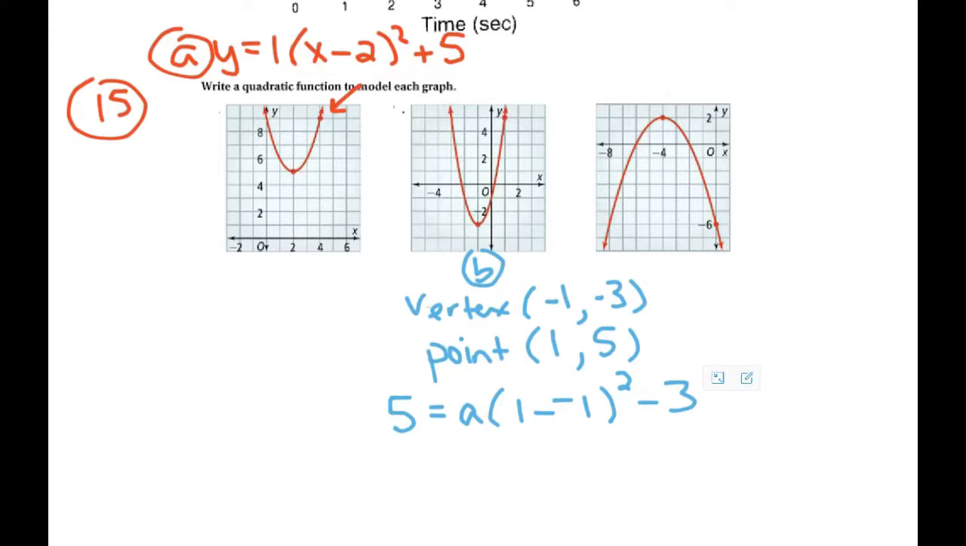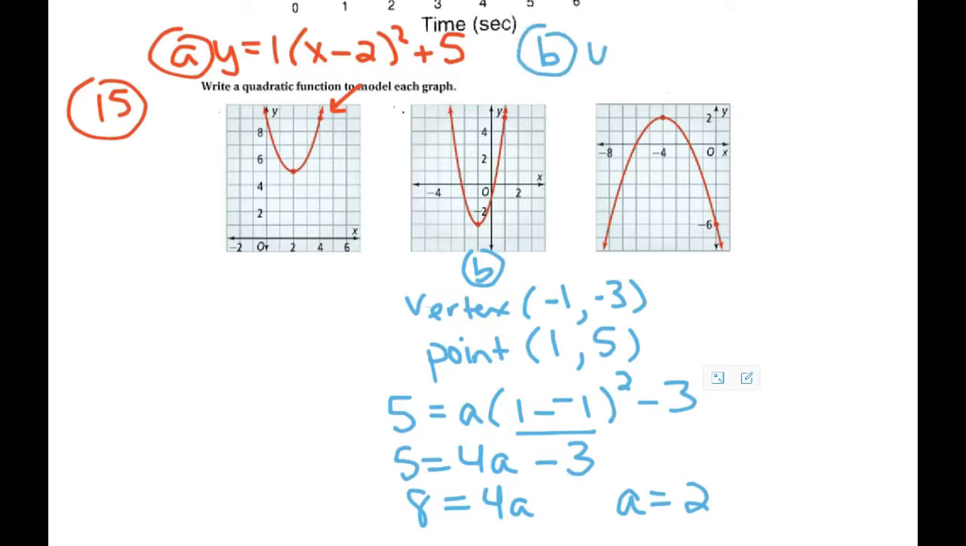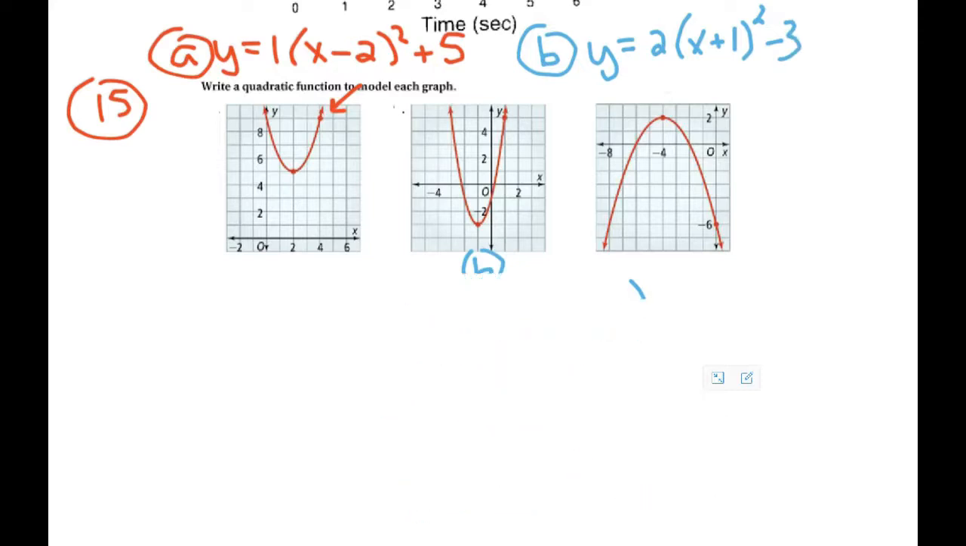That makes plus. So 5 is equal to 2 squared is 4a. I'm going to add 3. I'm going to divide by 4, and I'm going to find out a is 2. So the equation of the second graph is y is equal to 2(x plus 1), because that's minus -1, squared, plus k.